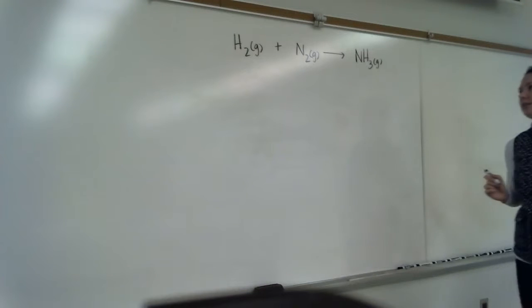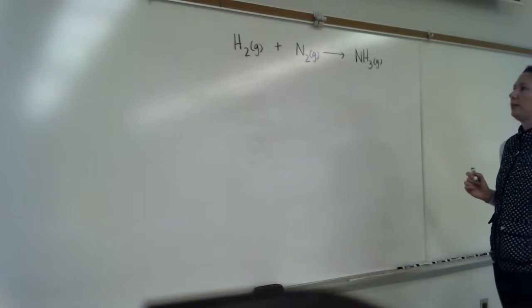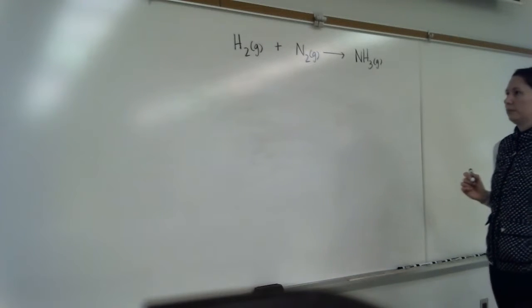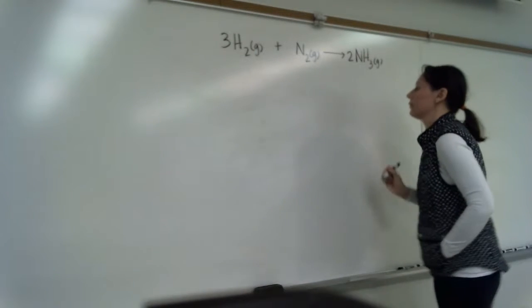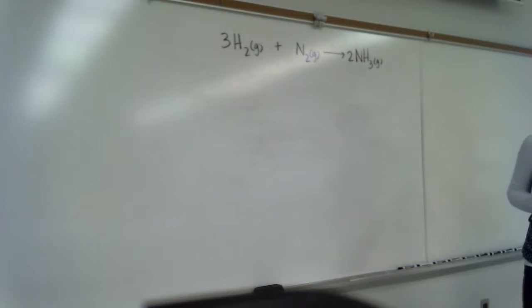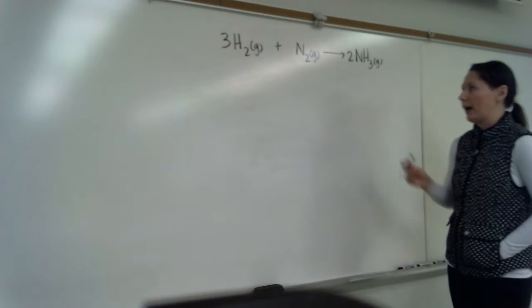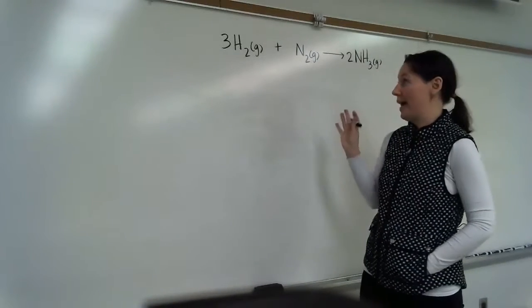Is this balanced? No. What do we need in order to make this balanced? Triple H2 and then double NH3. There we go. Okay, so obviously before we do any stoichiometry, we have to balance the equation. Why? What would happen if we forgot to balance this equation? Step 2 would be a mess.